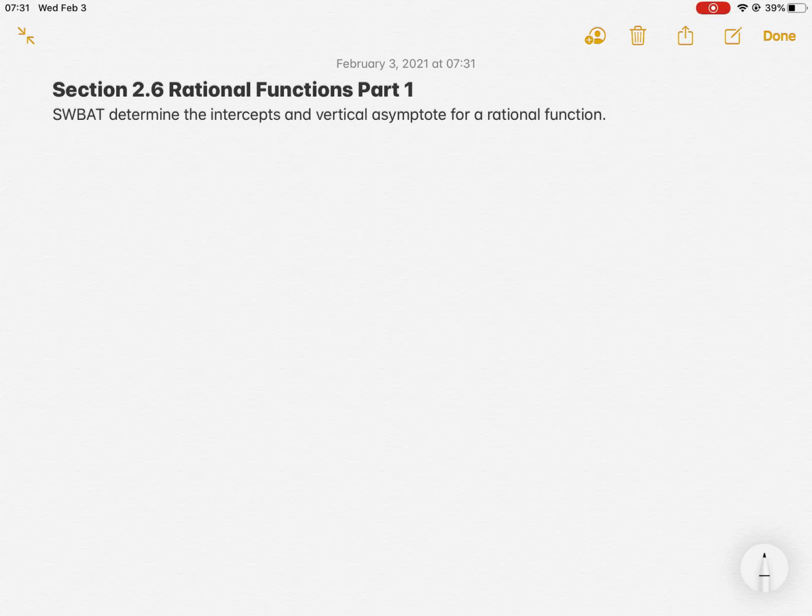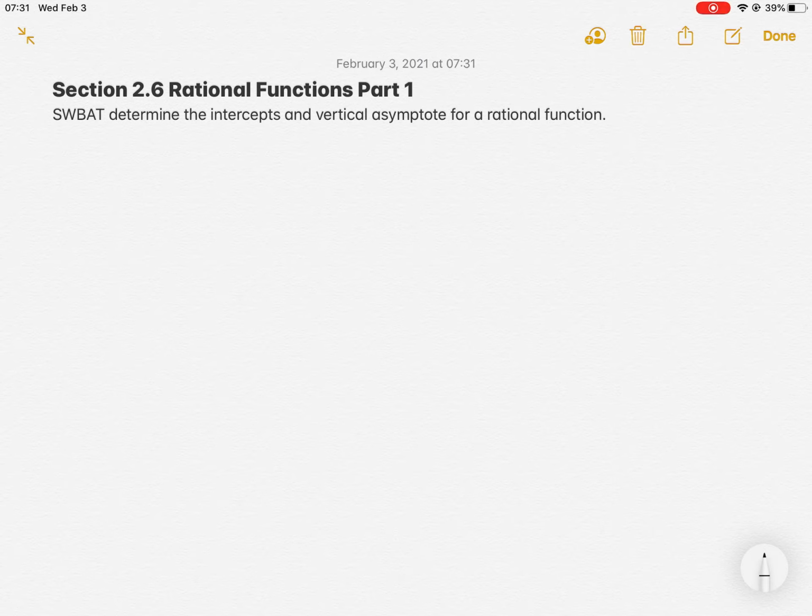So because section 2.5 was relatively short, it was just a single video, and 2.6 will probably take a little bit longer, I figured we could also do section 2.6. We'll just do part 1 of this. I'll introduce rational functions, and we'll talk a little bit about determining the intercepts, vertical asymptote. We'll talk a little bit about the graphs as well.